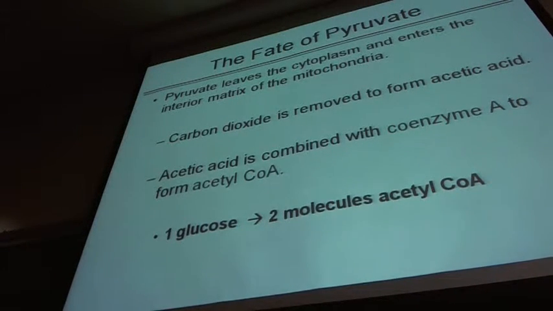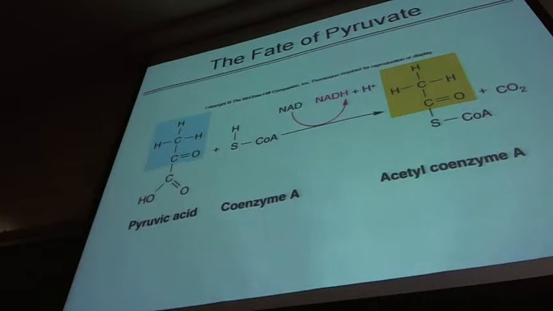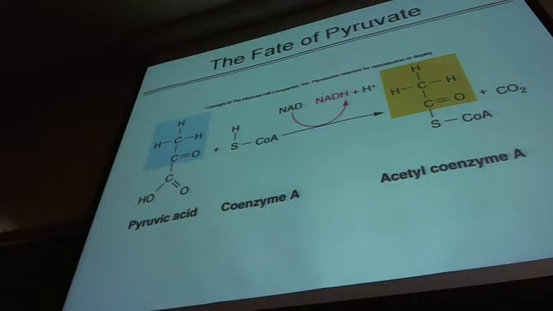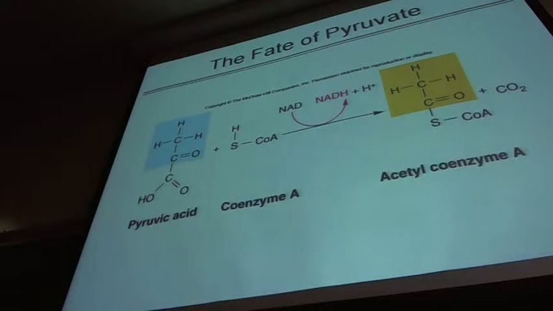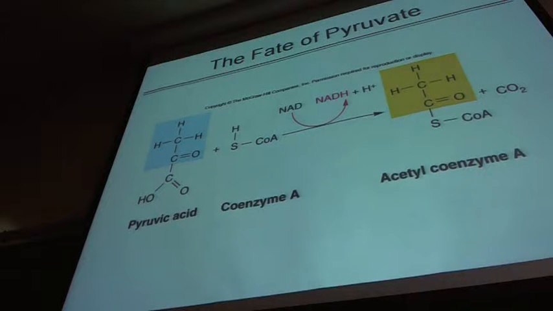So 1 molecule of glucose gives you 2 molecules of acetyl-CoA and 2 molecules of carbon dioxide. That's the carbon dioxide that you exhale. Okay? Pyruvate, coenzyme A, acetyl coenzyme A. And for the process, you get an NADH.